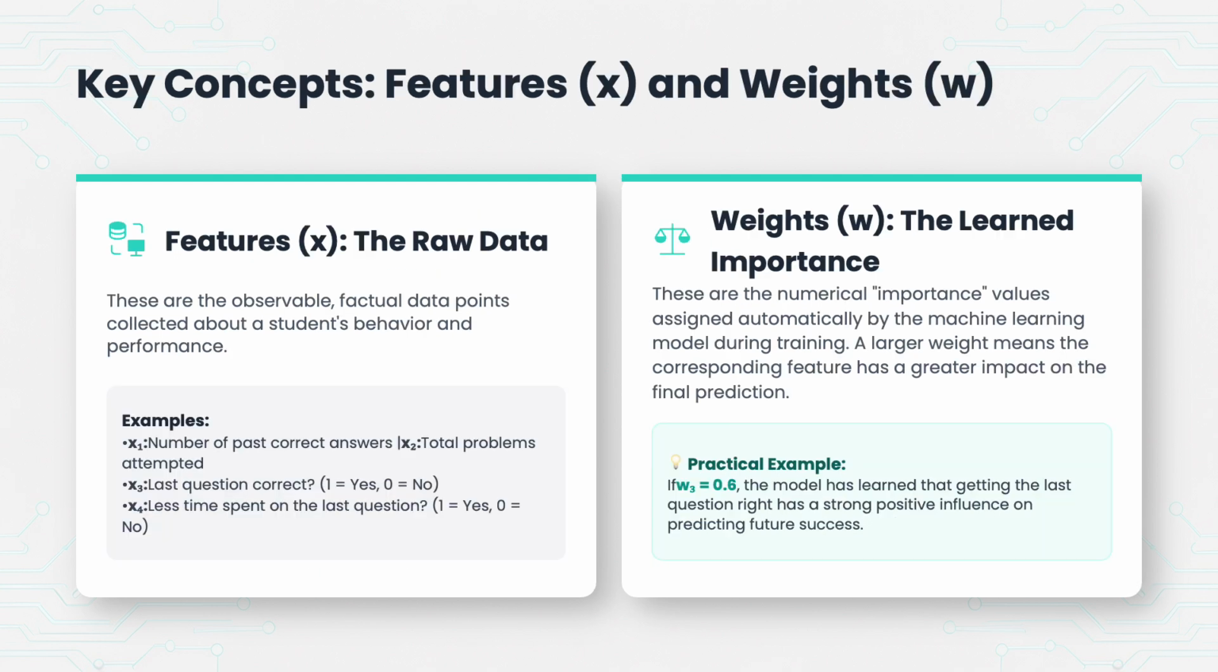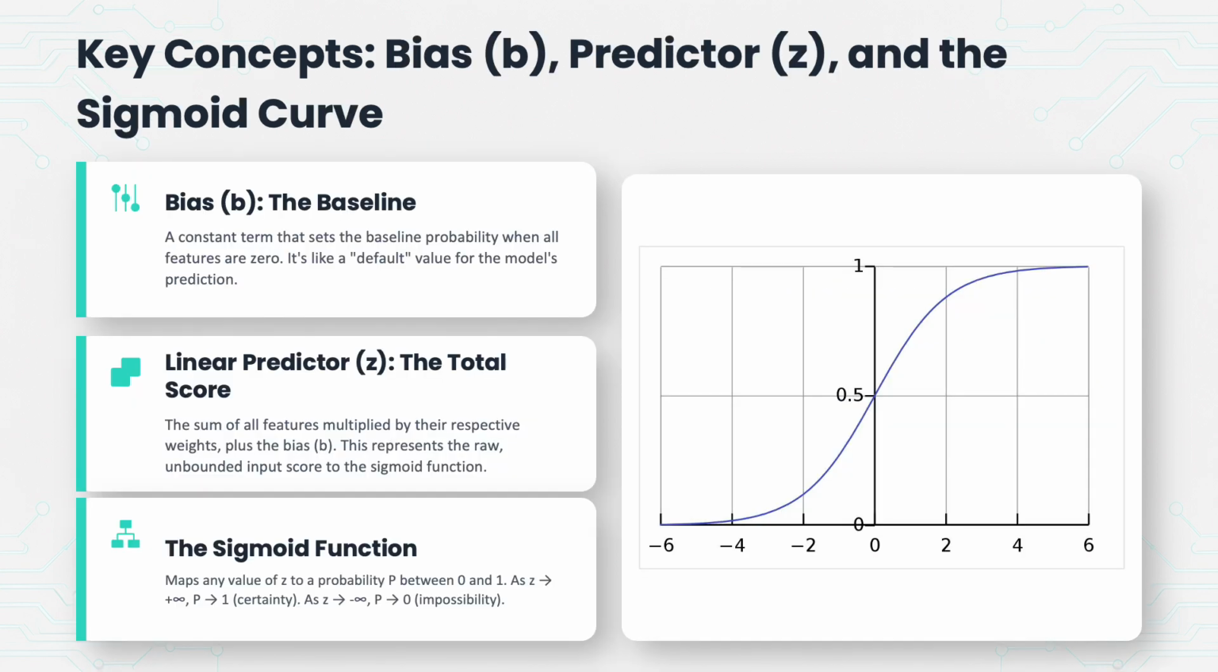First, the features, X. These are just the data we collect about a student, like how many questions they've answered correctly, or if they got the last one right. Second, the weights, W. These are the secret sauce of the model. The algorithm learns how important each feature is. For example, if the weight for last question correct is high, the model has learned that recent performance is a strong predictor of future success. We also have the bias term, B, which is a baseline probability when all features are 0.